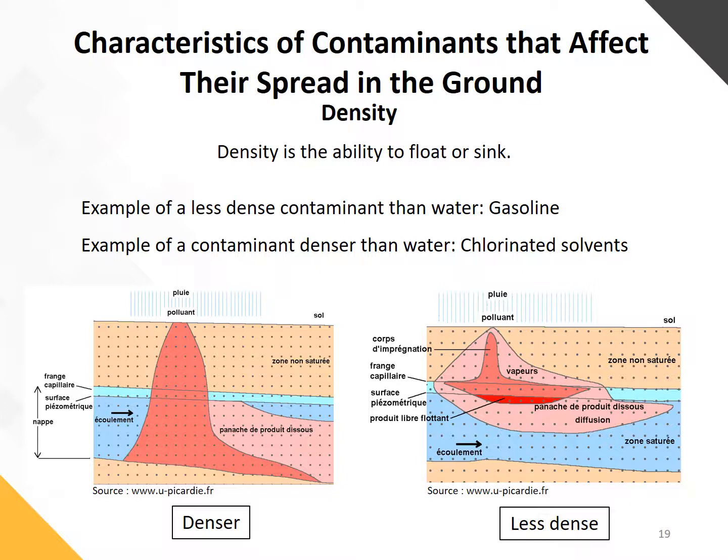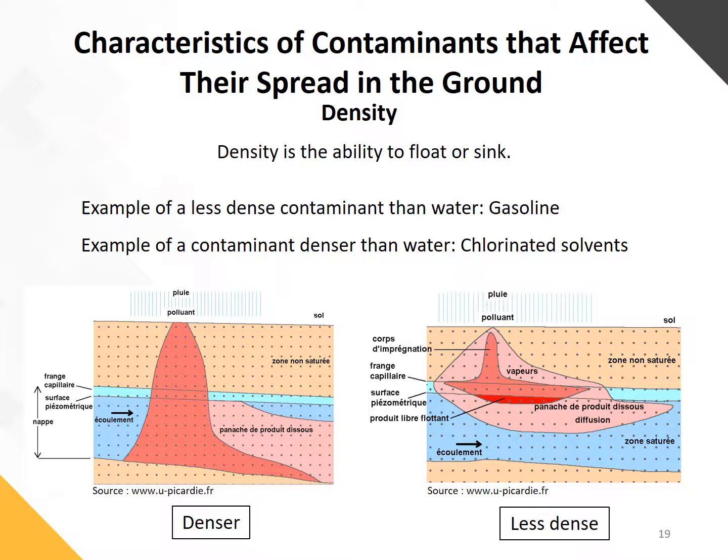So the fourth and final characteristic that we will talk about is density. Density is the ability to float or sink. In the case of a contaminant that is denser than water, it will cross the saturated zone vertically and go directly to the base of the aquifer. As can be seen in the image on the left, this causes contaminant accumulation over the entire height between the soil surface and the bottom of the aquifer, which in turn causes a much larger pollution plume.